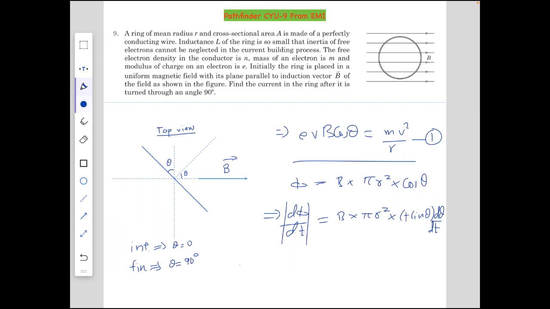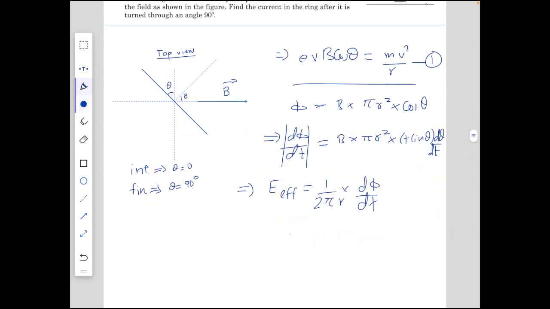Now this d phi by dt is the potential difference across the loop. So here what we can write is, and we assume that the electric field due to this is E effective. So E effective times 2 pi r equals d phi by dt. So from here E effective equals 1 by 2 pi r times d phi by dt, which equals B r sin theta d theta by dt over 2.